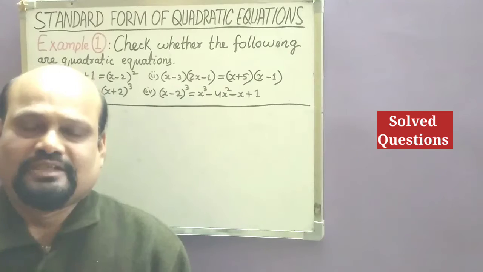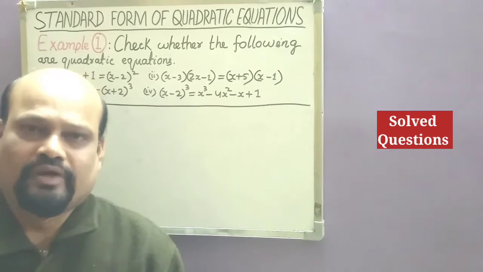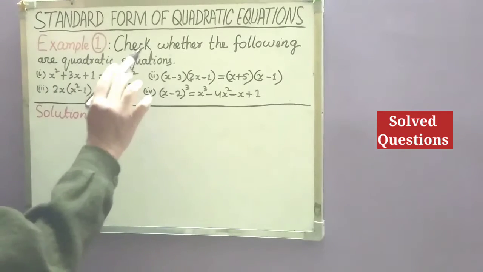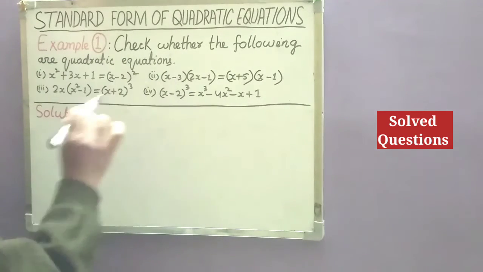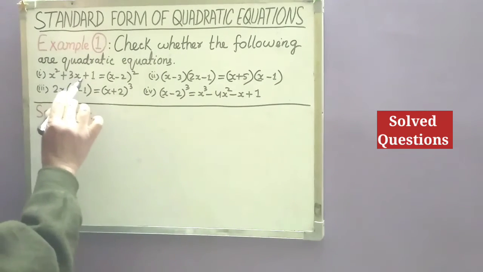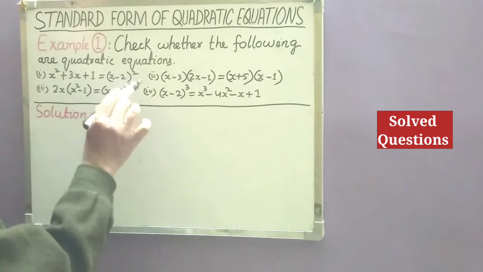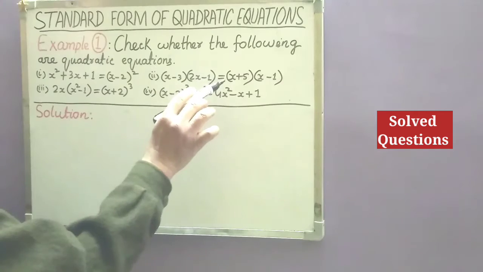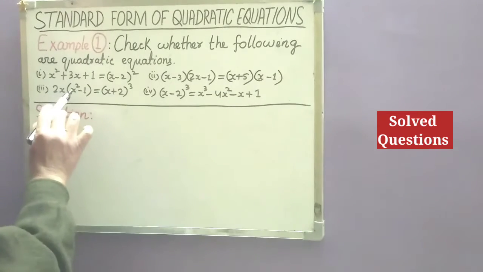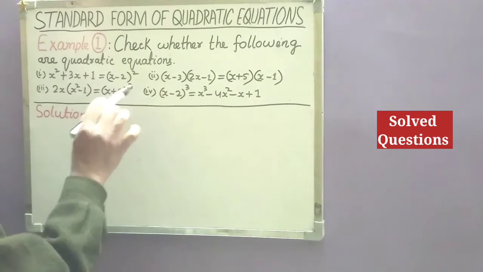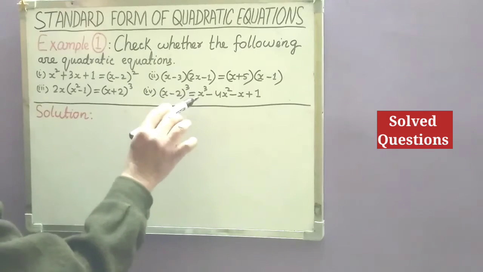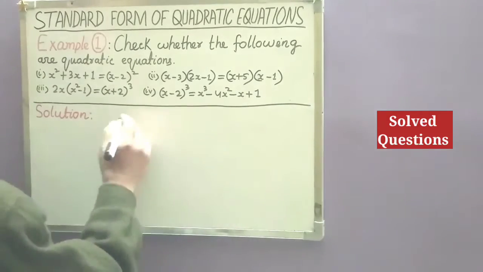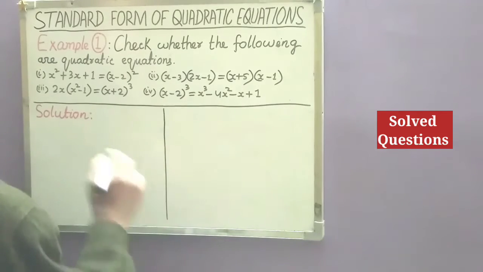Now, let's solve some questions based on the formation of quadratic equations. Example 1. Check whether the following are quadratic equations. First, x² + 3x + 1 = (x − 2)². Second, (x − 3)(2x − 1) = (x + 5)(x − 1). Third, 2x(x² − 1) = (x + 2)³. Fourth, (x − 2)³ = x³ − 4x² − x + 1. Now, let's solve this question.